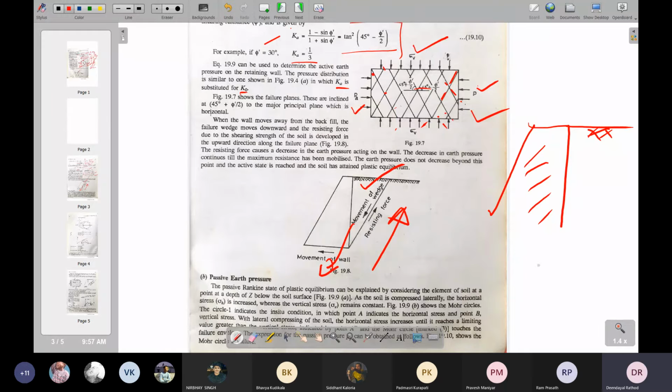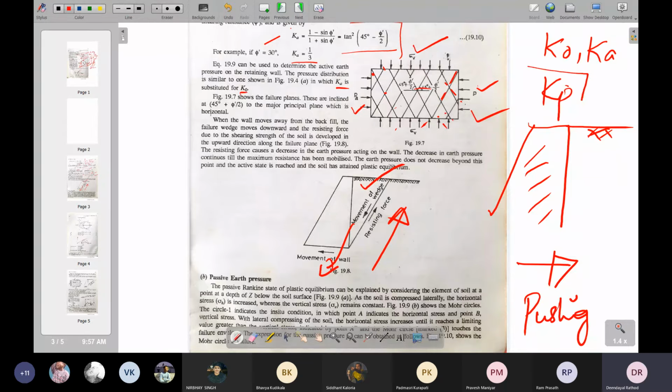This is the wall, okay? Pushing means passive. It is also the same thing, okay? Here, what we have done previously, K naught, K, only Kp will come. The passive earth pressure coefficient will come into the picture. So how to find out Kp? That we'll see now.